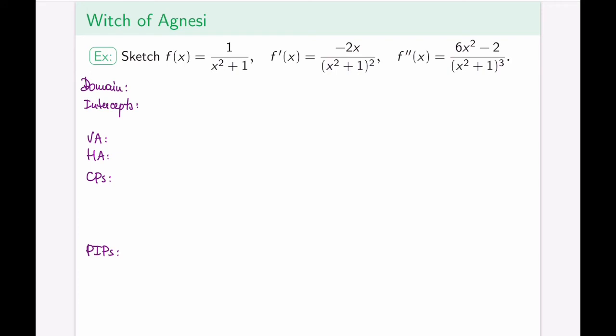Okay, so for the domain, we're taking a look at our function here. It has a denominator, but the denominator can never be 0, which means that the domain is going to be all real numbers.